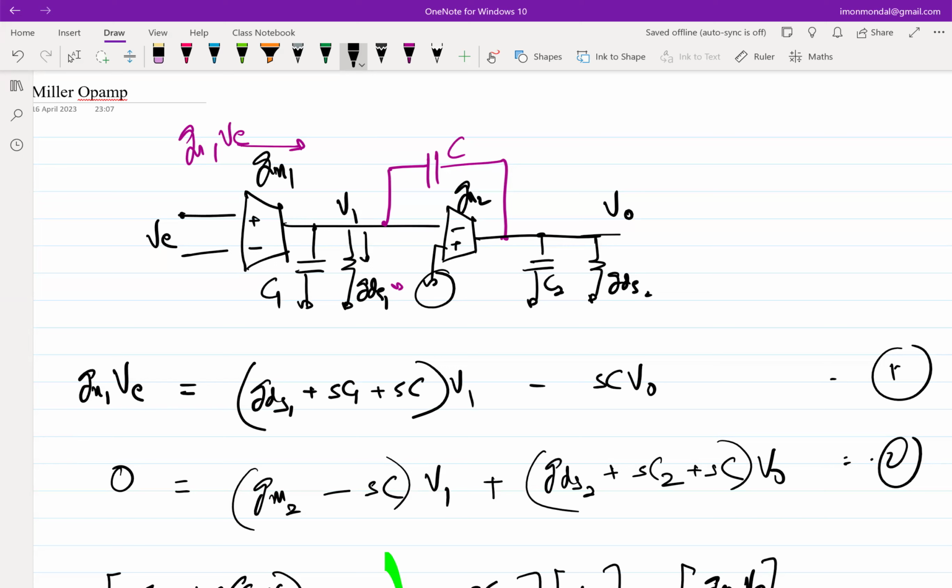So the key thing here to notice is that you can get the Miller effect in these two-stage op amps, or two-stage structures. But the important thing to notice here is this is not a voltage-controlled voltage source, right? This is a voltage-controlled current source.